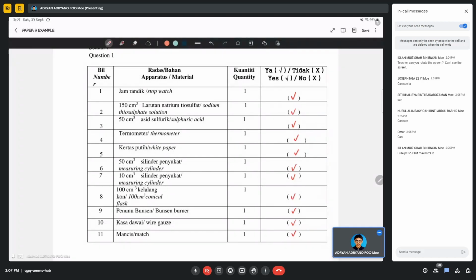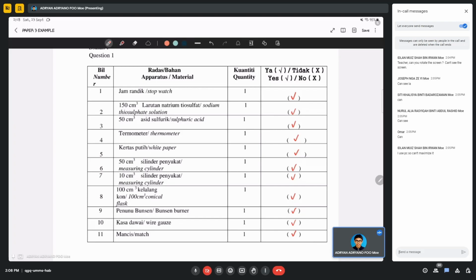Okay, we see stopwatch, sodium thiosulfate, sulfuric acid, thermometer, white paper, measuring cylinder, conical flask, Bunsen burner, wire gauze and the match. When I see sodium thiosulfate, what experiment do I think of? Your Form 4 Chapter 7 Rate of Reaction. Do you remember the experiment where you mix the sodium thiosulfate in the conical flask and then you have to calculate the time taken for the X mark to disappear?